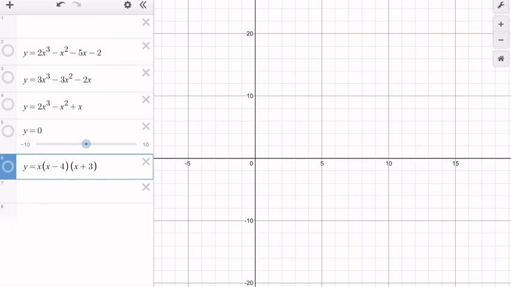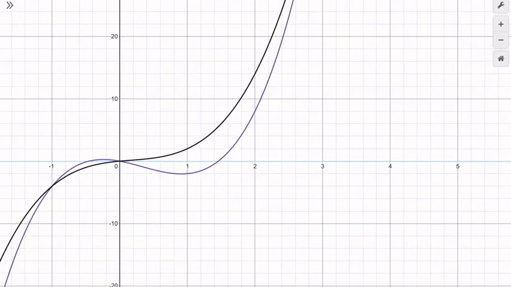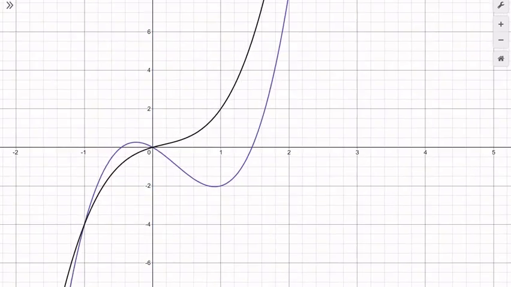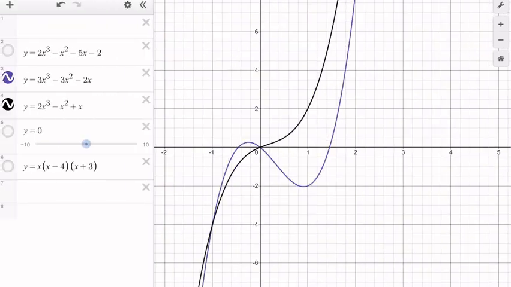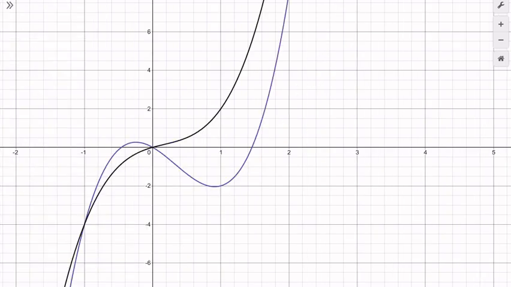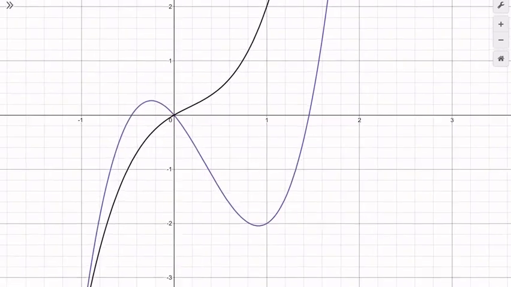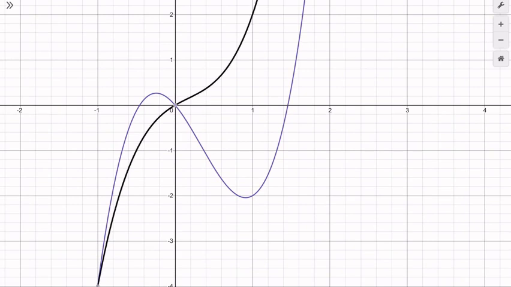So we have our function 3x cubed minus 3x squared minus 2x. And then we have 2x cubed minus x squared plus x. So our f of x, that's the purple function. And then our g of x is the black. So you want to see when is this purple function greater than the black.